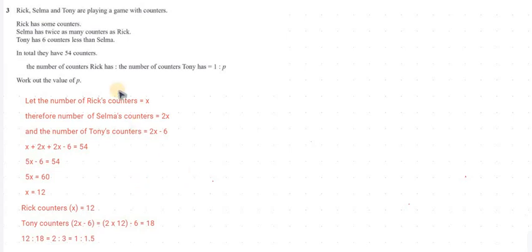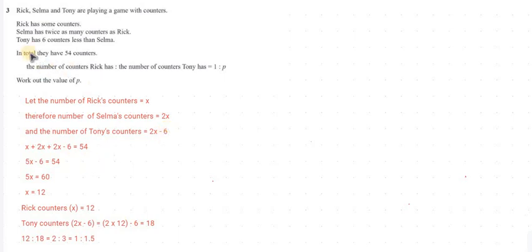Okay. So it says Rick has some counters. Selma has twice as many counters as Rick. So we're relating what Rick has to what Selma has. So we start with Rick. So if we say let Rick's counters, since we don't know, let that be X. So Selma has twice as many counters as Rick, so that'll be 2X. And then Tony has 6 counters less than Selma, which means that Tony's counters will be 2X minus 6.